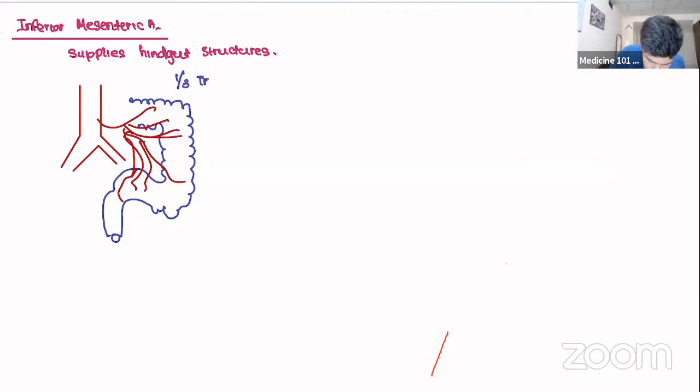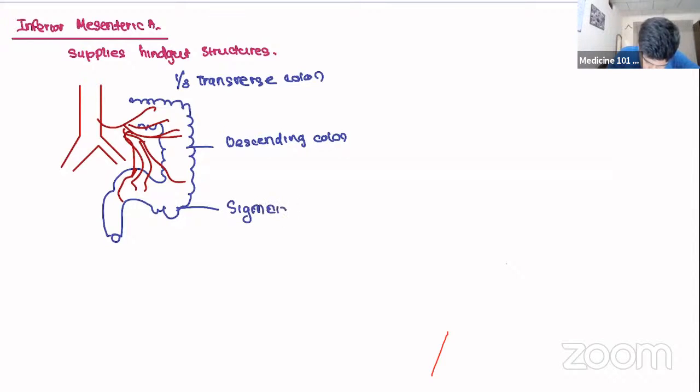1/3 of the transverse colon, then the descending colon, the rectum, and the anus. Okay, sigmoid colon, rectum, and the anus. So these are the structures which are supplied by the inferior mesenteric artery. Basically, from the 1/3 end of the transverse colon all the way to the anus.